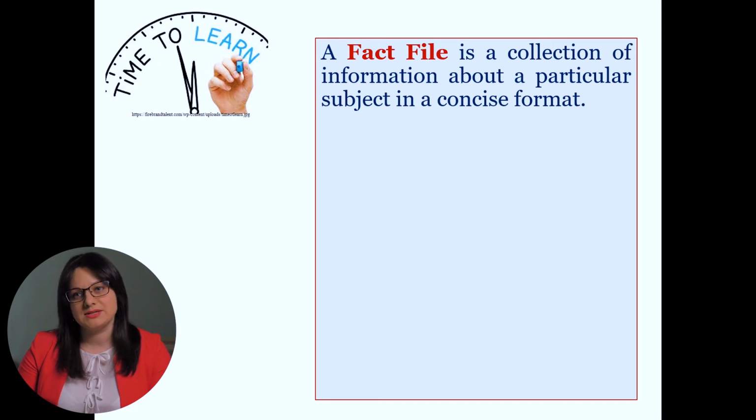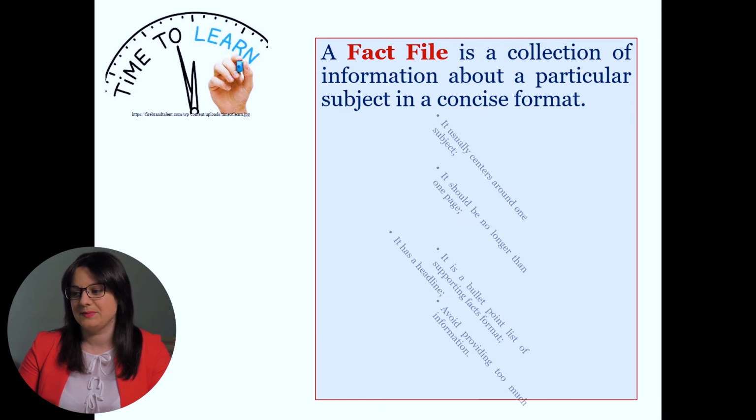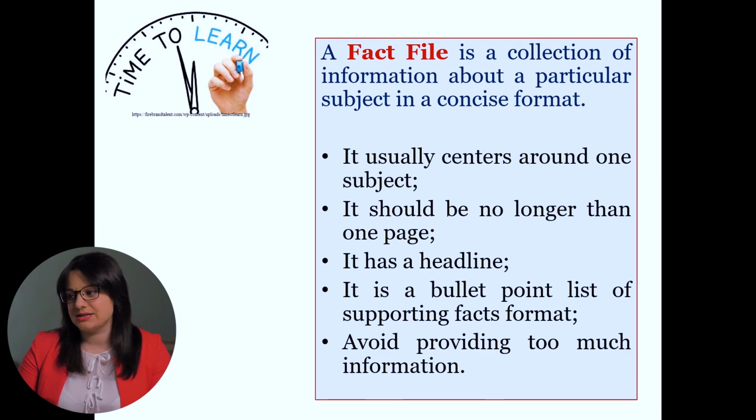Now we are going to see what are the characteristics of a fact file. It usually centers around one subject. It should be no longer than 1 page. It has a headline. It is a bullet point list of supporting facts format. And while writing a fact file, you should avoid providing too much information.